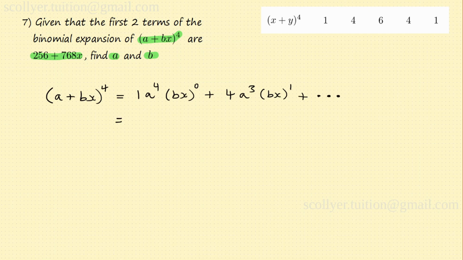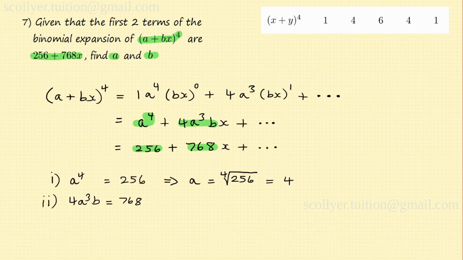And this simplifies to a^4 + 4a^3 bx plus the additional terms that we are not calculating. But from the information in the question, we know that the expansion must also equal 256 + 768x plus the remainder of the terms that we're not considering. And from that, we can form two simultaneous equations, since we can equate a^4 to 256 and 4a^3 b to 768, since those terms must be equal for all values of x.